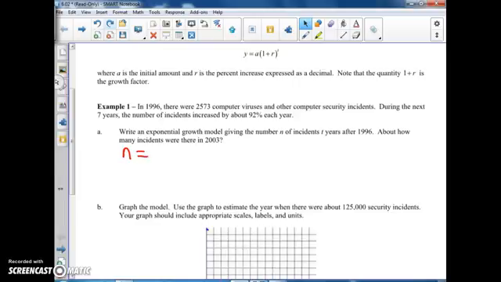Equals. Now A is the initial amount. What's the initial amount? 2573, right? So we put in 2573 there for A. In parentheses, 1 plus 0.92. 1 plus 0.92, beautiful. Like that. And then to what power? To the t power. To the t power, that's right. There you go. Now that is the exponential growth model. That's the model, in other words, the equation.